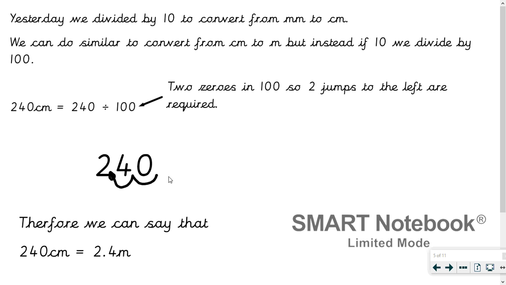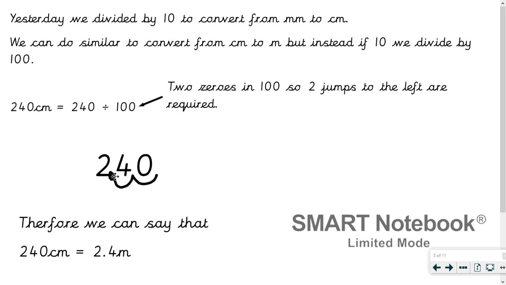So I've got my 240 here. I'm going to place my imaginary decimal point, and I'm going to take 2 jumps because of the 2 zeros to the left, because it's not going to go the other way, because that would make the number bigger, and that would mean if we're converting to metres, metres are longer than centimetres, so the number of them should be getting smaller. So we take the 2 jumps here, and the decimal point goes in between the 2 and the 4, meaning it's 2.40. So we can say 240 centimetres equals 2.4, because remember we don't have to write the 0, metres.